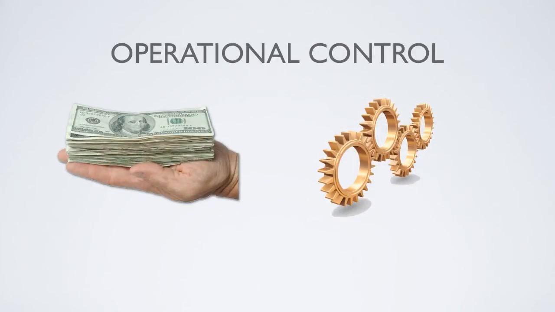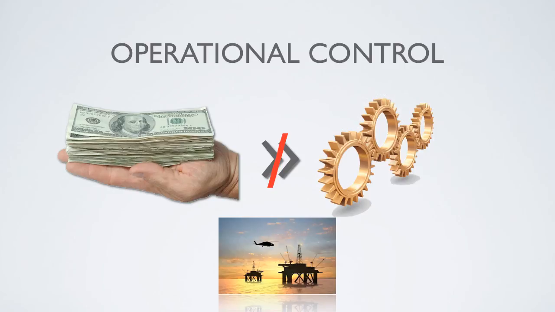Operational control only refers to the company's ability to direct the day-to-day policies of the operation. In most cases, a company that has financial control of an operation will also have operational control. But this is not always the case. Some industries, such as the oil and gas industry, have complex ownership arrangements in which one company has financial control and the other company has operational control.